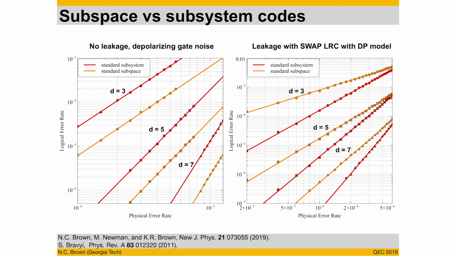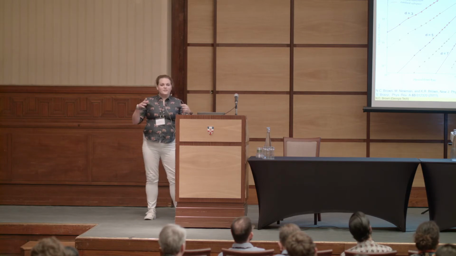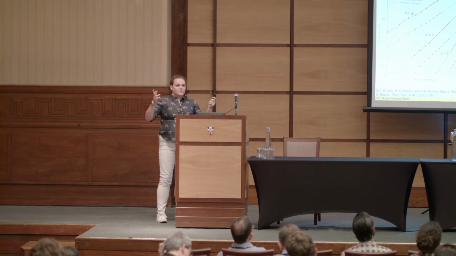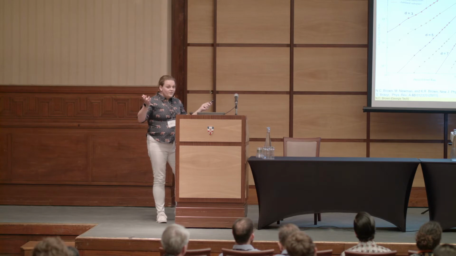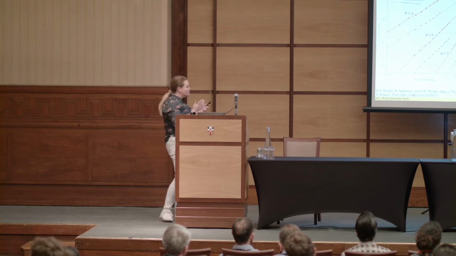So we see that under depolarizing leakage, subsystem codes actually do much better than subspace codes. And if you consider leakage like fake news, if you spread fake news to 4 different people, that's going to cause a lot more damage than if you just spread it to 2 or 3. So that's sort of how this works.